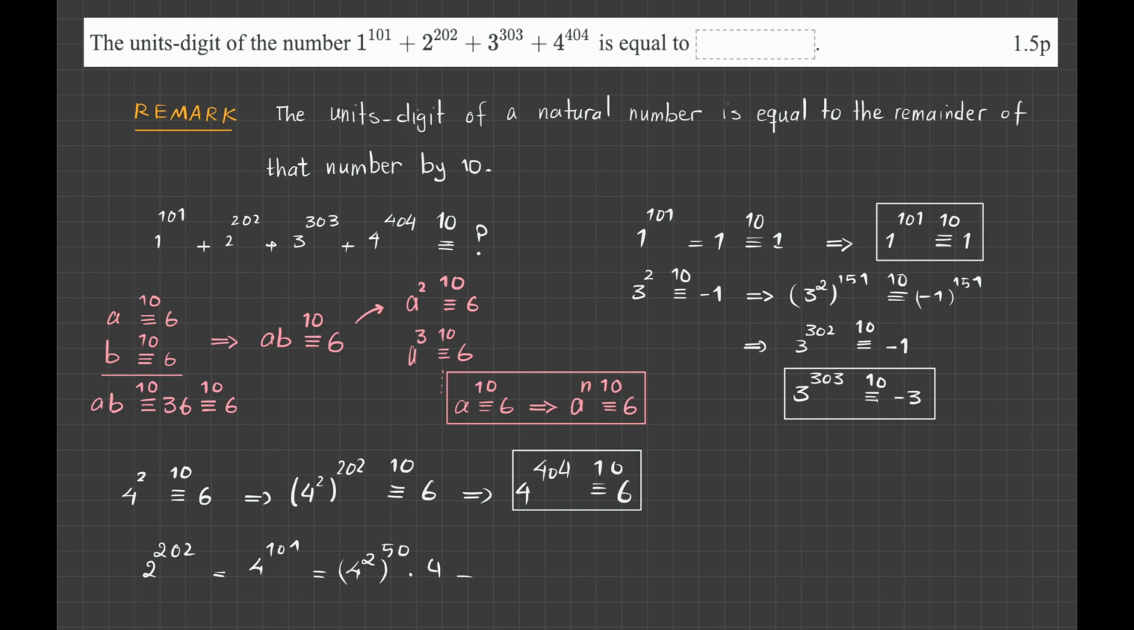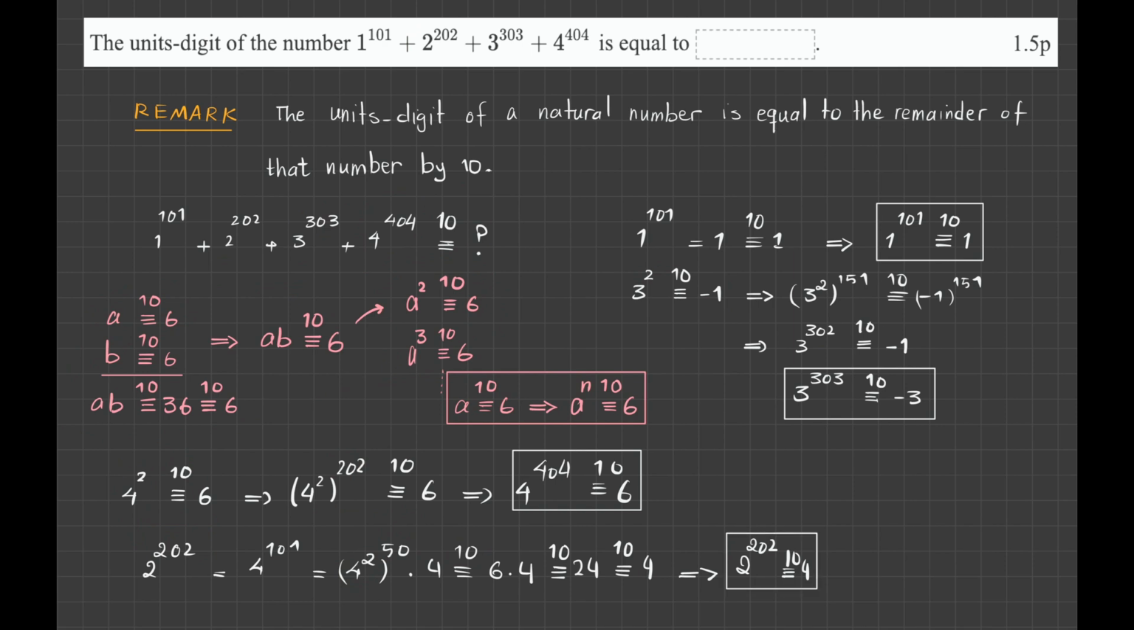But now if I want to write it in congruency modulo 10, what happens? 4 to the power 2 is congruent to 6. So 4 to the power 2 to any other power, if I am working modulo 10, remains 6. So this becomes 6 times 4, which is 24, yes? But 24 itself is congruent to 4 when I am working modulo 10. So finally, I realized that 2 to the power of 202 is congruent to 4 modulo 10.